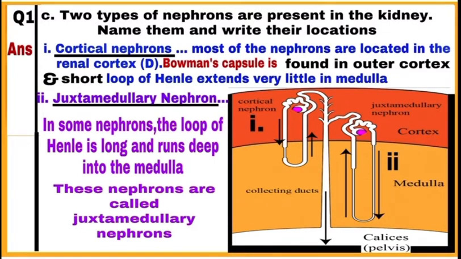Means loop of Henle is very small and only a small part of it extends into the medullary region in cortical nephrons. Second nephrons are juxtamedullary nephrons, which are shown at the second point in the diagram. There are very few juxtamedullary nephrons in the kidney and their loop of Henle is long which runs deep into medulla.